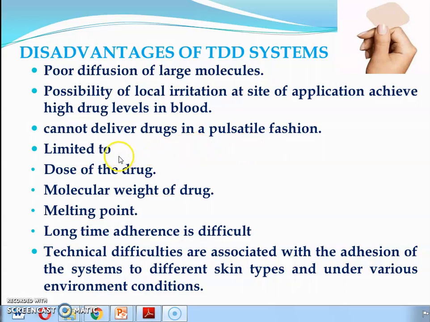This type of drug delivery system is limited by the dose of the drugs, molecular weight of the drugs, and melting point. So those drugs which have a higher dose are not suitable in designing transdermal drug delivery systems. Those drugs which have a high molecular weight are also not designed in transdermal drug delivery systems. Also those drugs which have a higher melting point are also not designed in transdermal drug delivery systems.